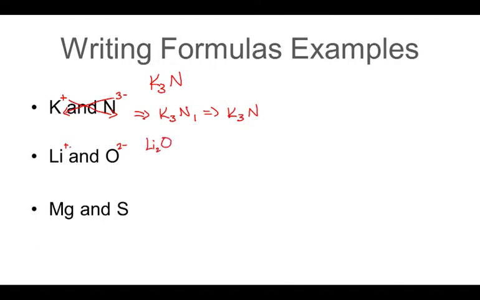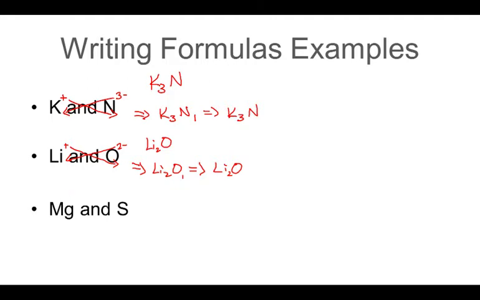Alright, or you can do crisscross method, where you'll bring this one down here, this one over here, this becomes Li2O1, and we get rid of that 1 because it's understood, so it becomes Li2O.